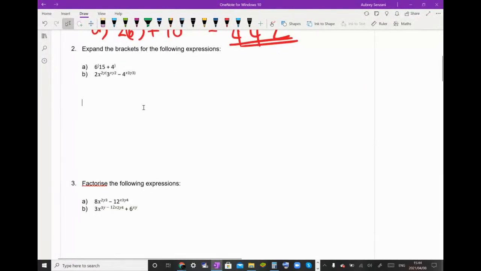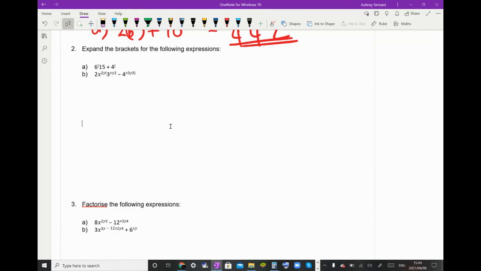Then we move on to the second bit. The second bit, they want us to expand the brackets. In other words, we want to expand these expressions, okay? So the first one seems pretty easy. It's 6 times 15 plus 4 in brackets.